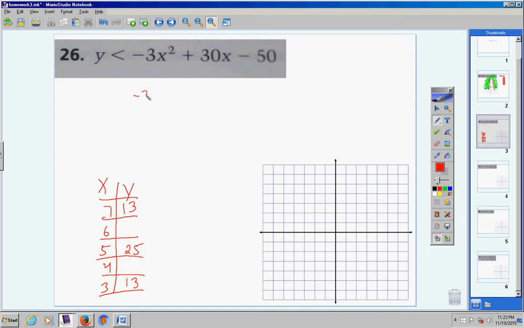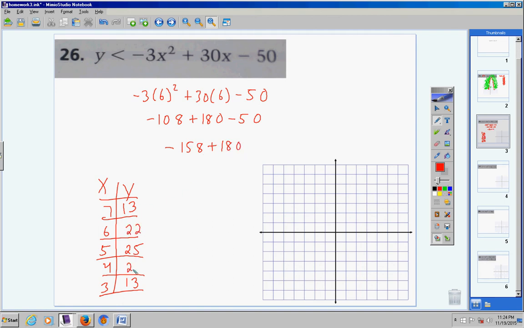Now, next, let's substitute 6 in for x. So negative 3 times 6 squared, positive 30 times 6, negative 50. 6 times 6 is 36. And then 36 times negative 3 would be negative 108. 30 times 6 is a positive 180. Then bring down your negative 50. Combine your two negatives. That's negative 158, positive 180. So we will get out a 22.